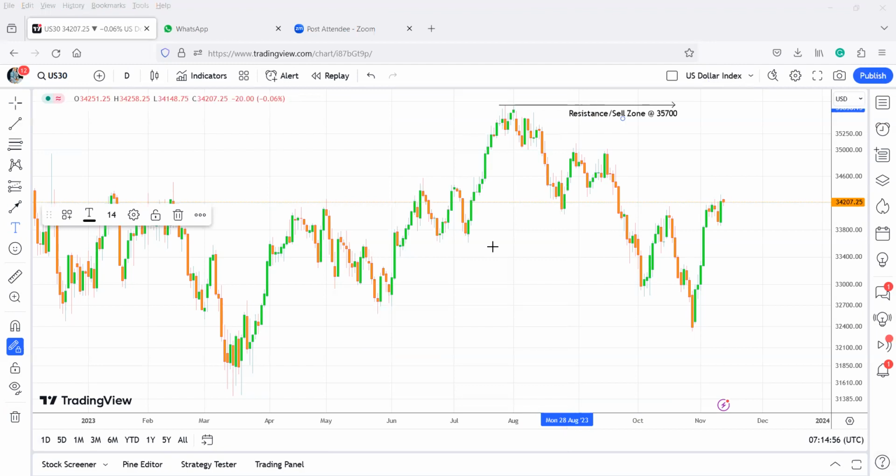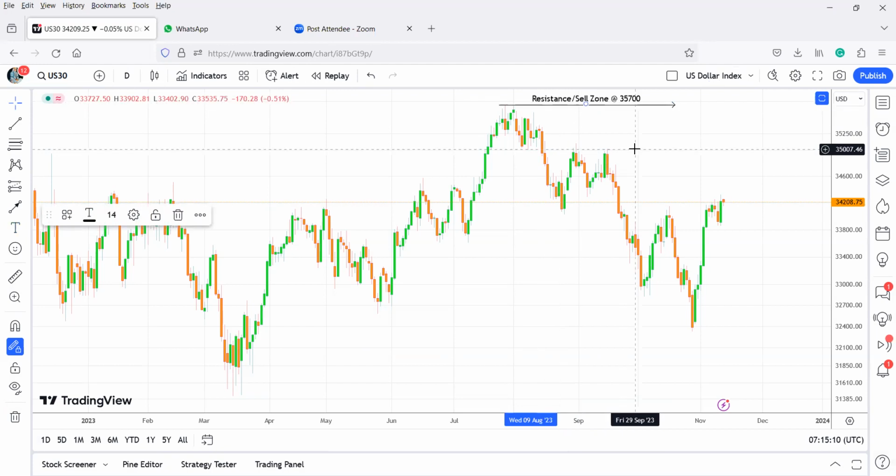Okay, the time frame that I am watching right now is the daily chart. So first we will go through the daily chart with a bigger story, a larger story, and then we move to the 4 hours and hourly chart. Hope it is clear.